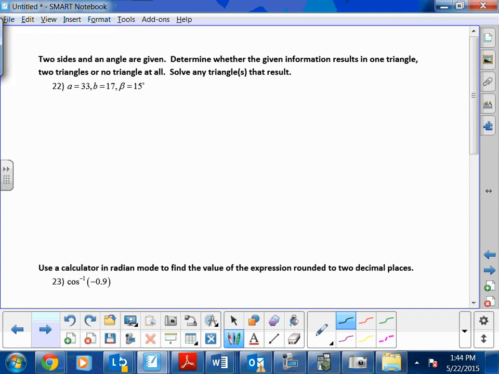Just do this one here. It says right here, 2 sides and an angle are given. Determine whether the given information results in 1 triangle, 2 triangles, or no triangle at all. Solve any triangles that may result. Now, this is going back to the law of sines.